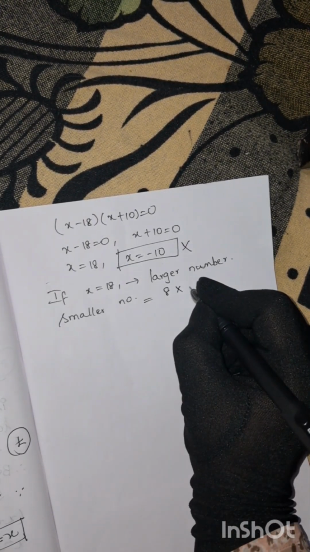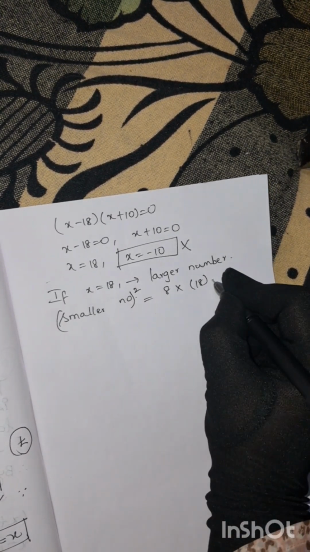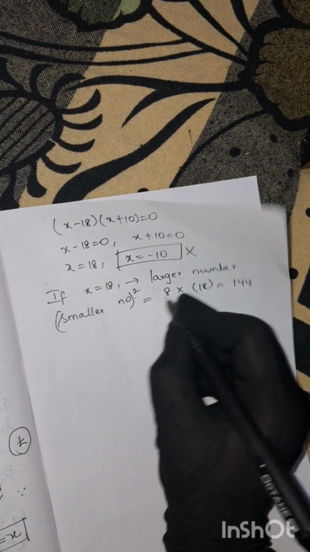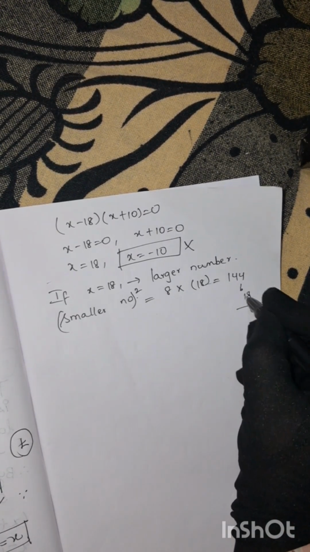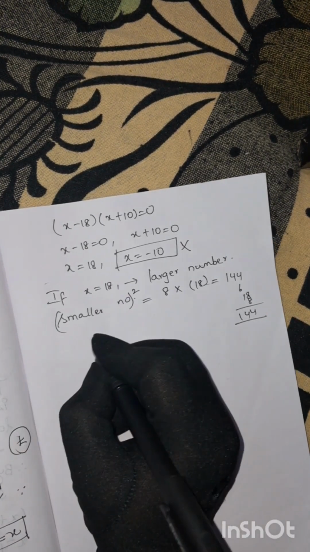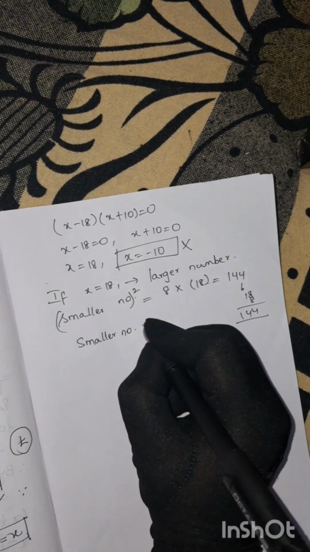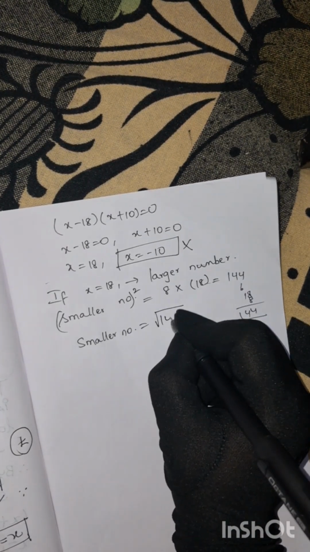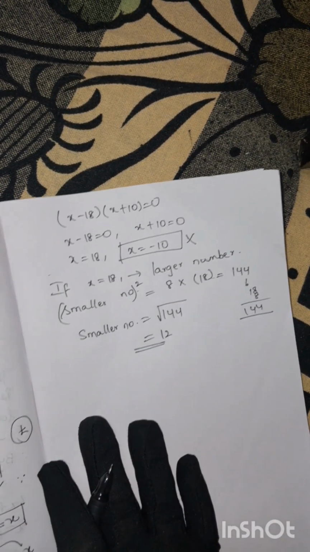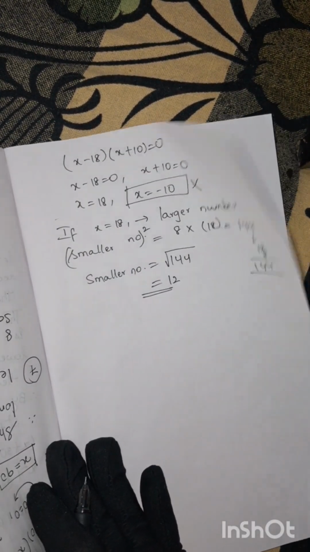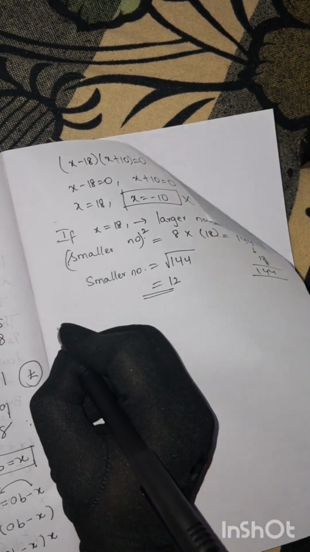The smaller number square is equal to 8 into 18, which is equal to 144. 18 into 8 is 144. 4 8s are 32, 8 1s are 8, 8 and 3 is 11, 144. So the smaller number is equal to root 144. The square root of 144 is 12, right? So this is our solution. Let us move to question number 8. What is our question number 8?